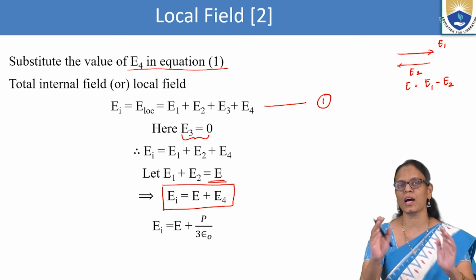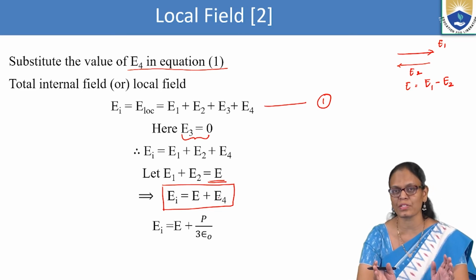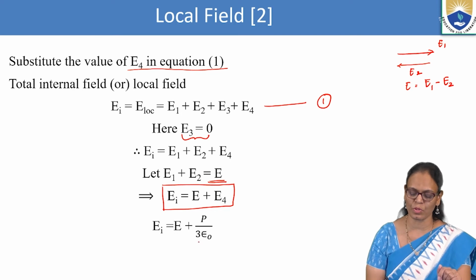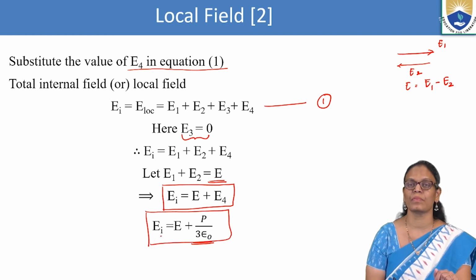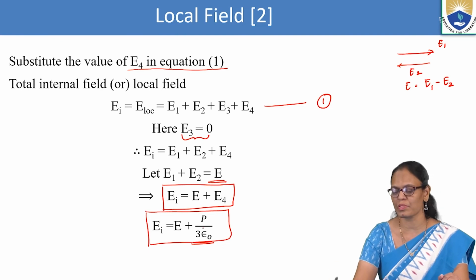This is due to the charge that is induced on the surface of the sphere, and that comes out to be P by 3 epsilon naught. So the internal field, or the local field, E local, is given by E plus P by 3 epsilon naught.